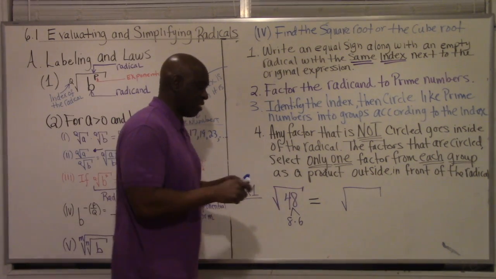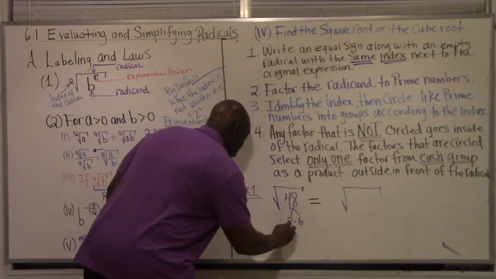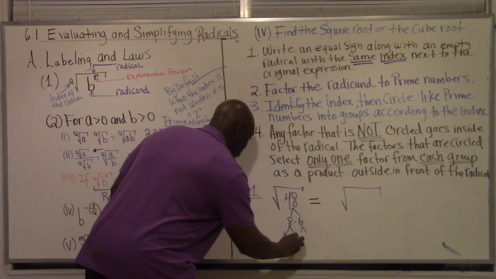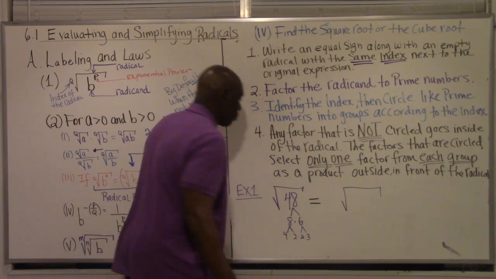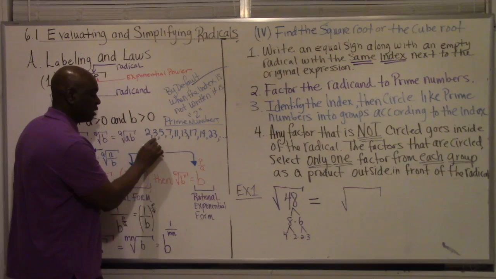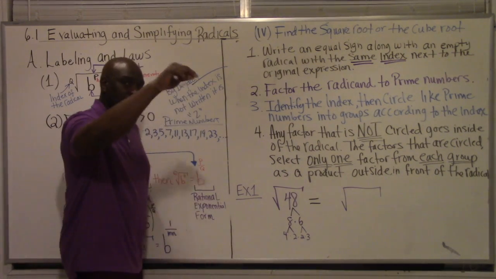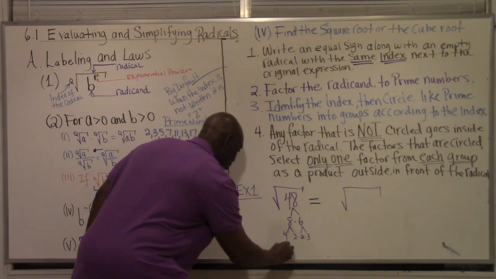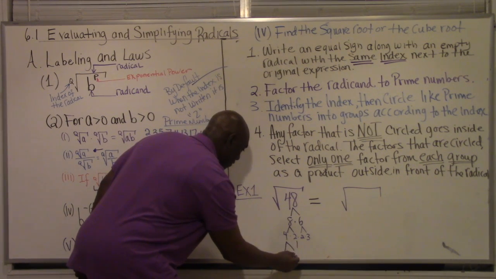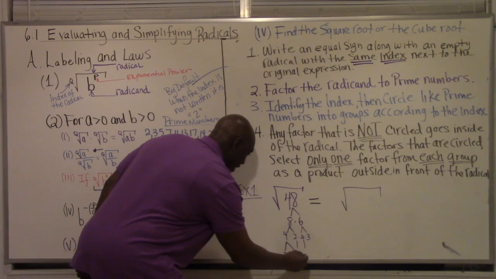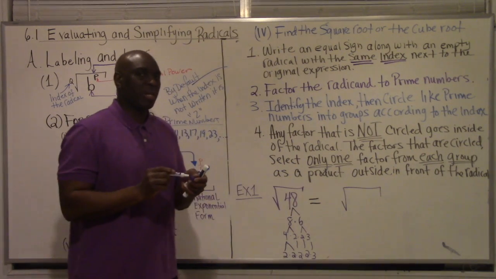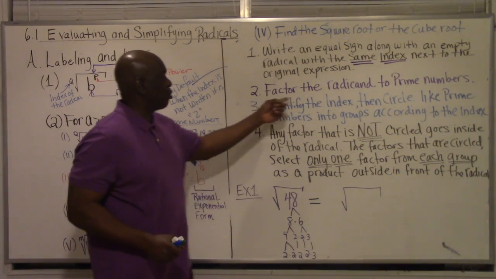So let's break down 8. 8 is 4 times 2, and 6 is 2 times 3. We're almost there. You see, 2, 2, and 3 are prime numbers. See? 2 and 3. But 4 is not prime. Go one more time. Break down 4. What is 4? 2 times 2. Now, draw a straight line, bring down that 2. Straight line, bring down that 2. Straight line, bring down that 3. Very good. We have all prime numbers now, which means step 2 is done.